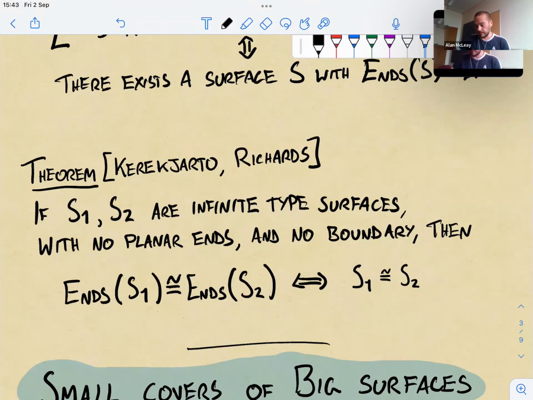So if we have two surfaces, S1 and S2, which are infinite type, and there are no planar ends, I haven't told you what that means yet, and no boundary, then the end spaces being homeomorphic exactly tells you that the surfaces are homeomorphic. So what are planar ends? Well, a puncture is also an end of a surface.